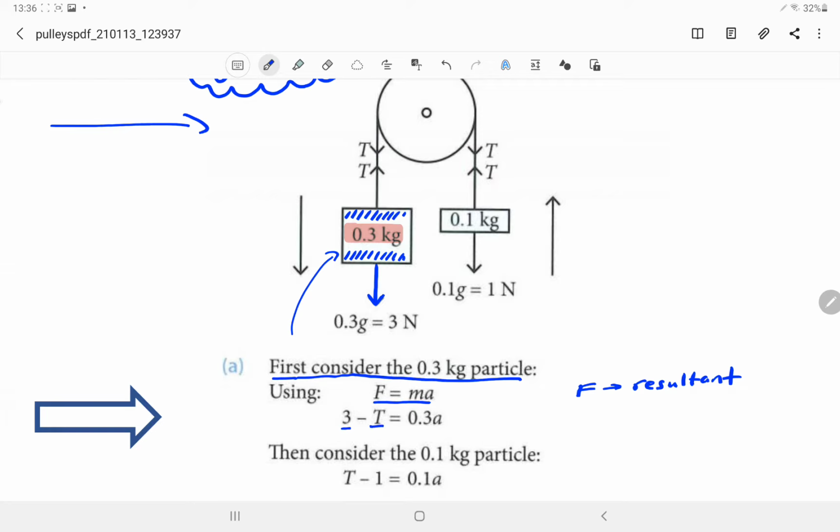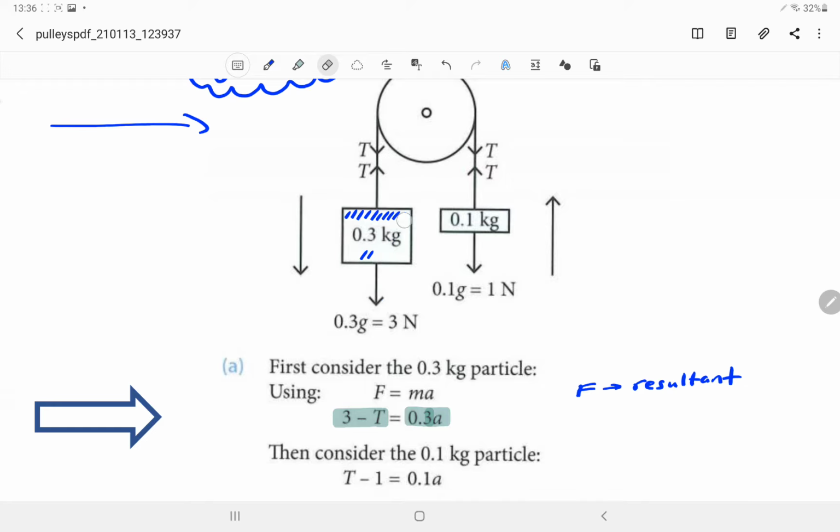Now, how do I know if it's 3 minus T or T minus 3? Because we know the direction in which this body is going. It's going downwards, so the forward force is 3 and the backward force is T. So the resultant force, therefore, is 3 minus T. That's F. F is equal to the mass times the acceleration. So we have an equation there for the 0.3 kilograms particle.